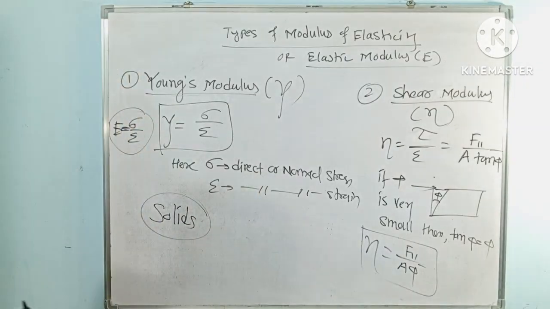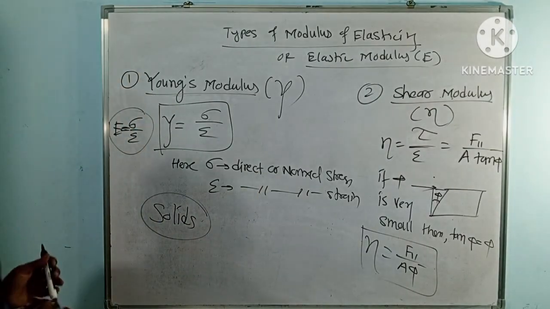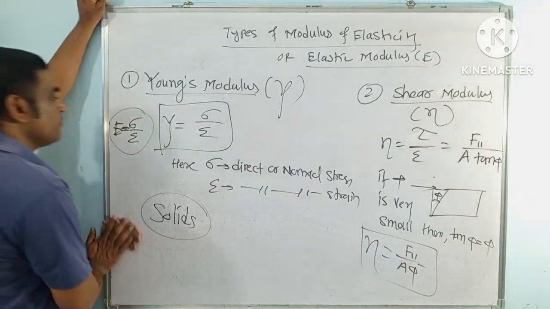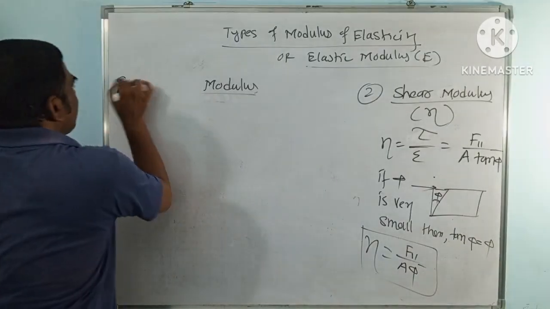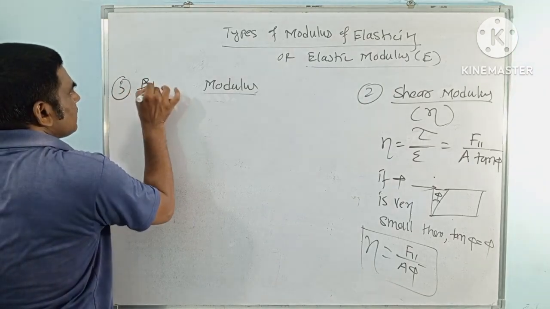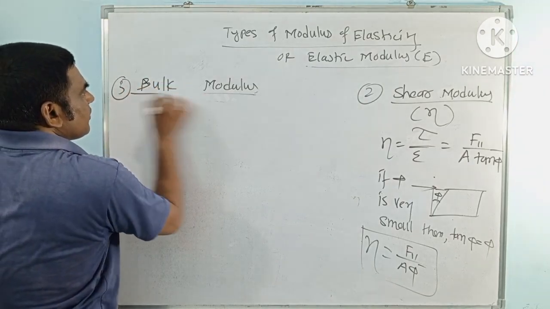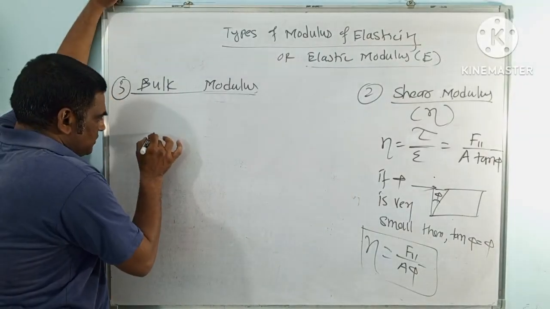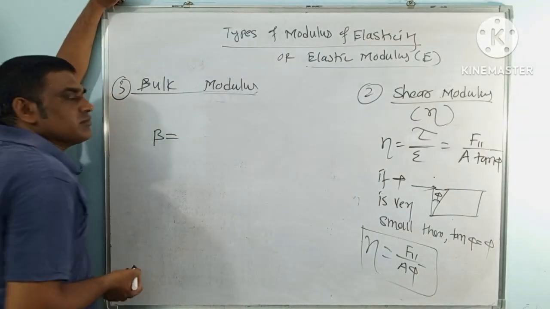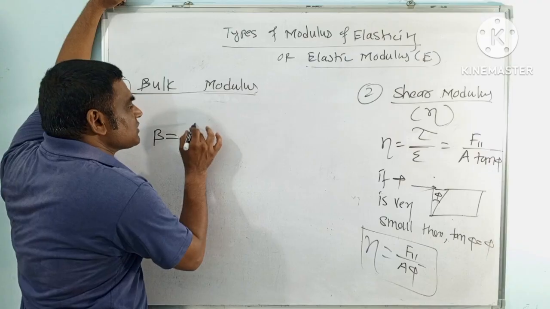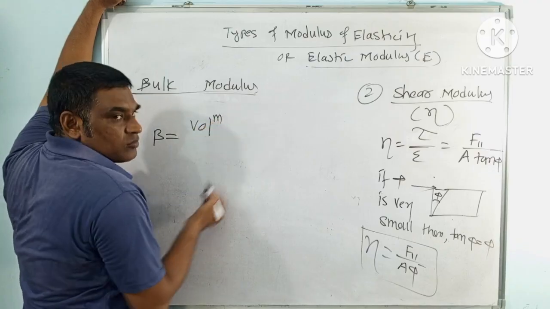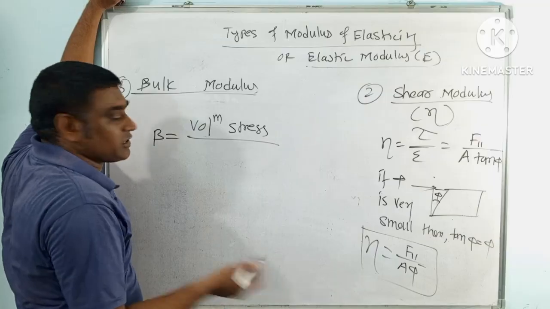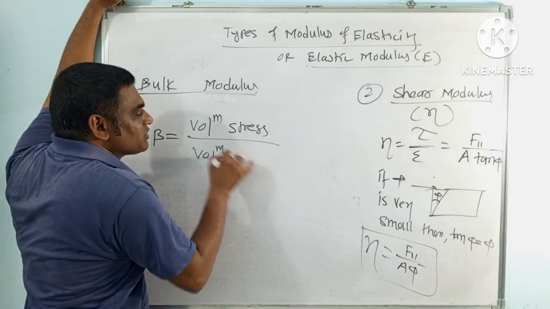Now third one, bulk modulus. So note down this. We will see the third type. Come on, note. Okay, pause and note. Third one, bulk modulus. What is bulk modulus? Stress by strain. Which stress? Volume stress here. Third type of stress, volume stress, then divided by volume strain.